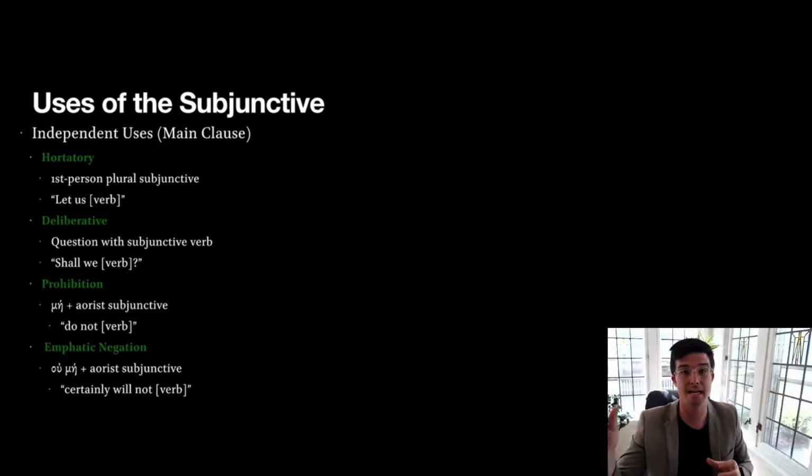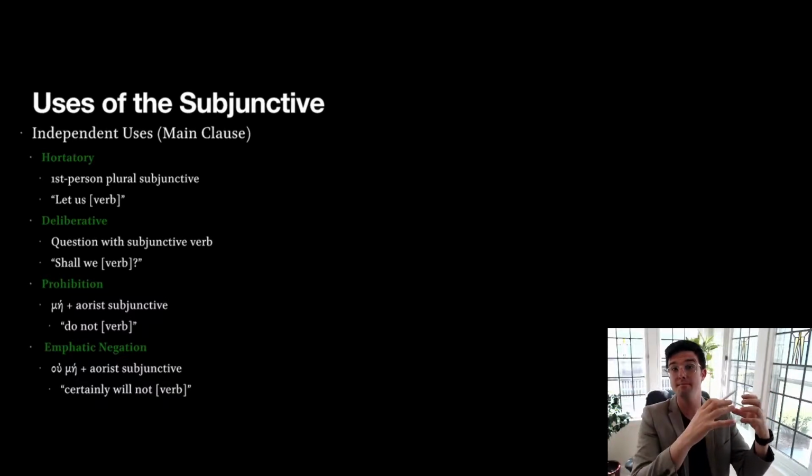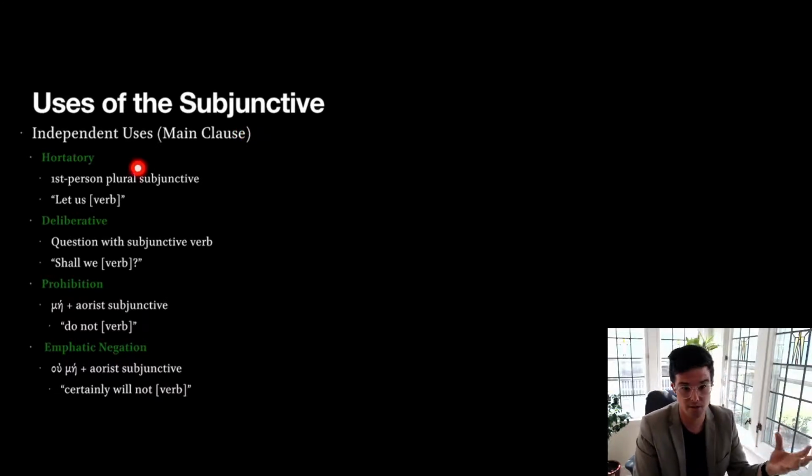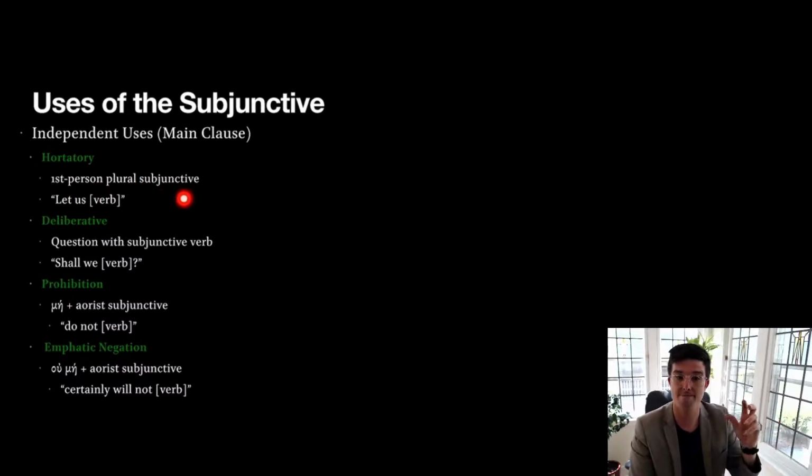It doesn't need anything else. So the subjunctive verb can be the main verb in a sentence. That's what we mean when we're talking about independent uses. As I just said, the hortatory subjunctive is going to be translated "let us," and it's always going to be a first person plural subjunctive. So when you see a first person plural subjunctive, one of your main options is going to be the hortatory.